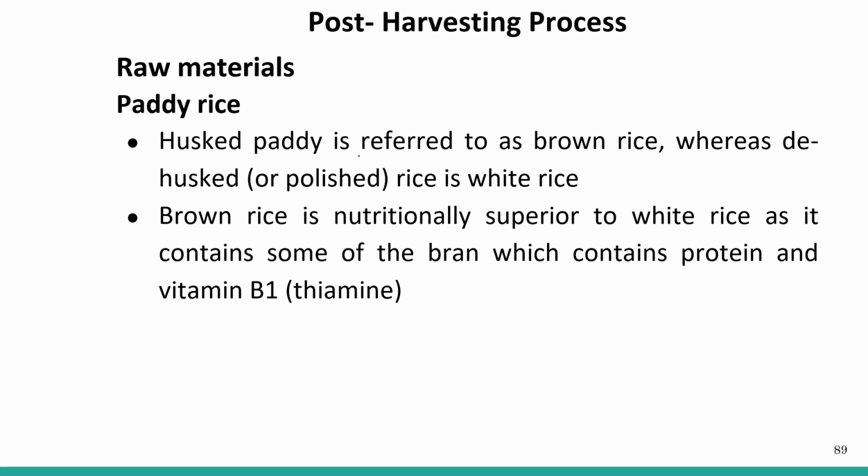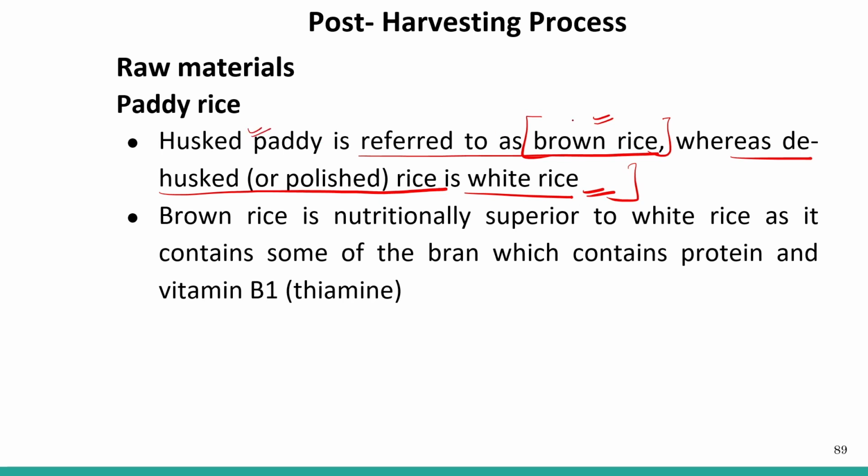The husked paddy is referred to as brown rice, whereas dehusked or polished rice is white rice. So basically, we have two different types. The brown rice, which is a husked paddy, and when this husk is removed by parboiling, then it is called polished rice or white rice.